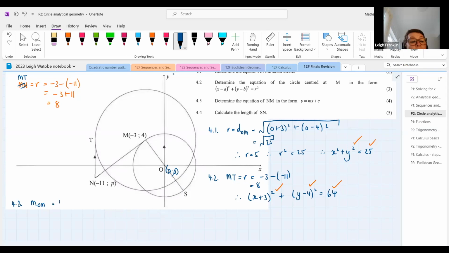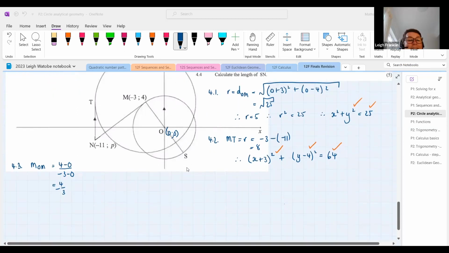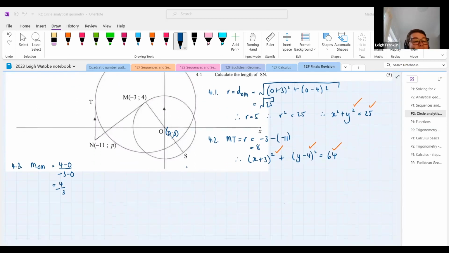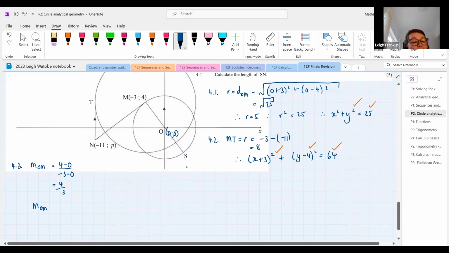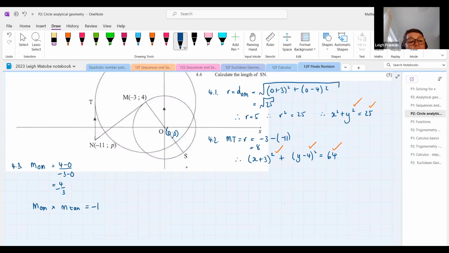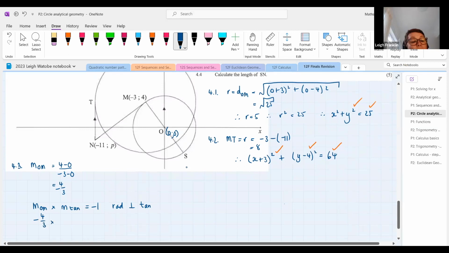Okay, so we're working out the gradient of OM. So our change in y, we're going to say 4 minus 0 over -3 minus 0, and that's going to give us a gradient of -4 over 3. Okay, yes, Nhlanhla, well done. You are on fire today. All right, so then the gradient of OM times the gradient of your tangent is going to be equal to -1 because the radius is perpendicular to the tangent. So you can see they always ask that. So this was -4 over 3.